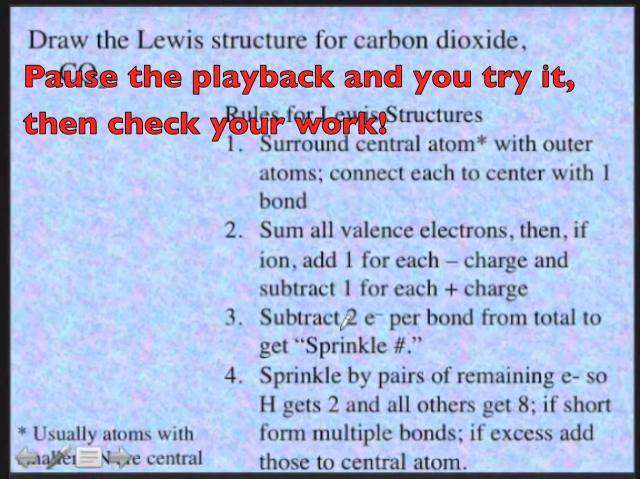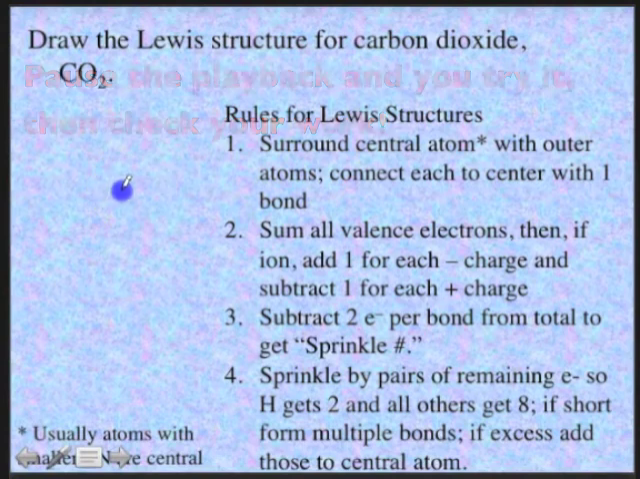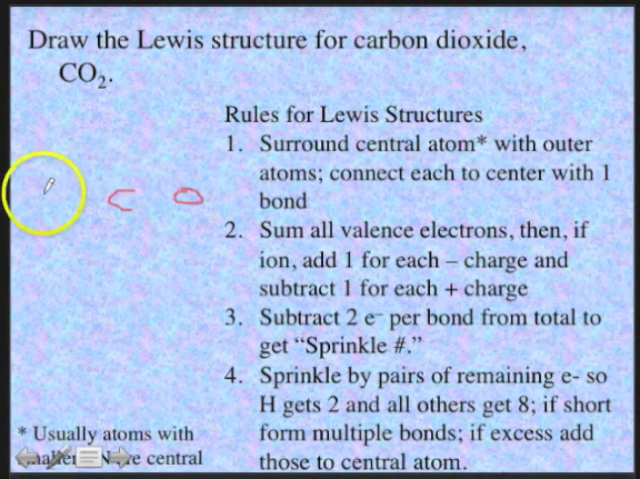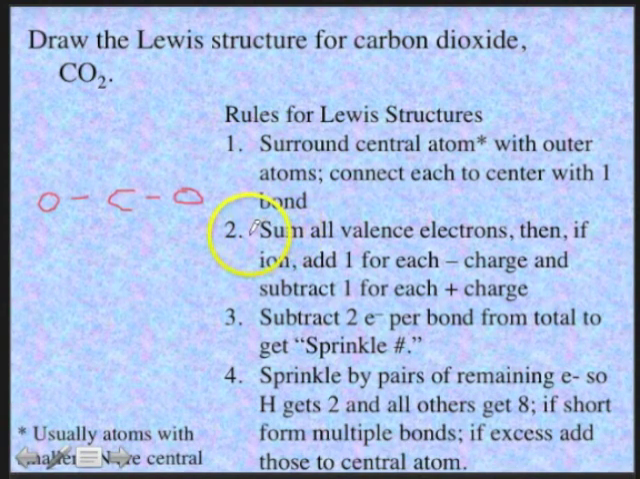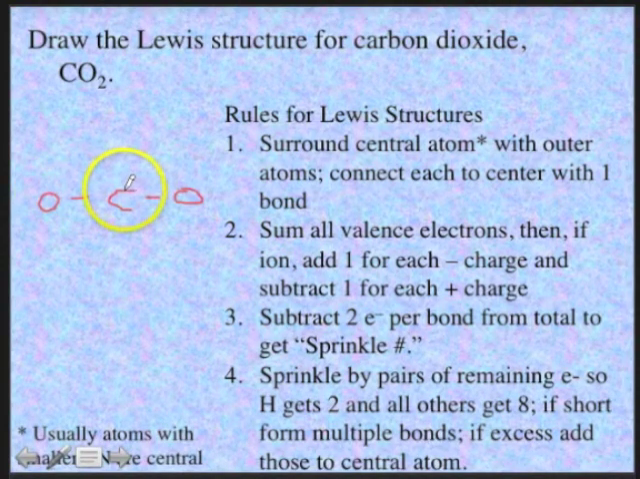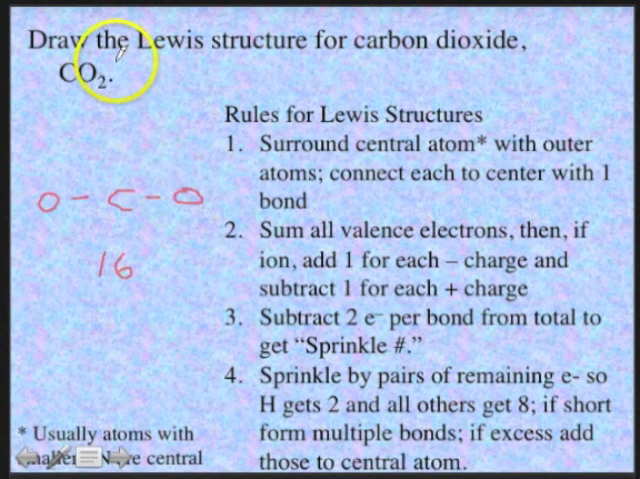Okay, let's try carbon dioxide now. Carbon is central, so we'll put in carbon right here, right in the middle. We'll put an oxygen around it and another oxygen, connect them with single bonds. Now I'm ready to add my valence numbers. Oxygen is 6, carbon is 4, that's 10, oxygen is 6, so that's 16 overall electrons. This does not have an ionic charge, so 16 is the total number. I'm going to subtract 1, 2, 3, 4 because they're already being used from the 16. So that leaves me a sprinkle number of 12.